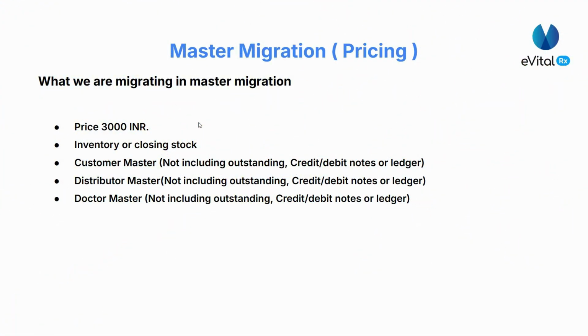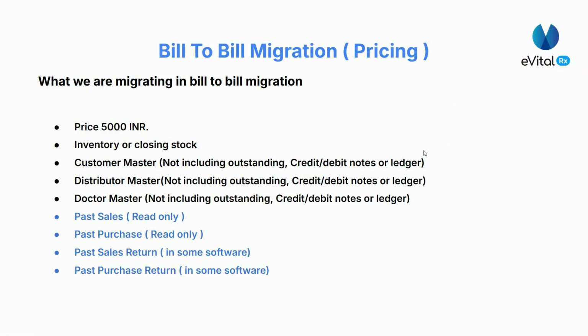Let's move on to bill to bill migration. You will get all the features which are included in master migration. Other than that, you will get your past sales, past purchase, past sales return and past purchase return. Past sales and purchase return is available in only a few softwares. You can check on our official website.